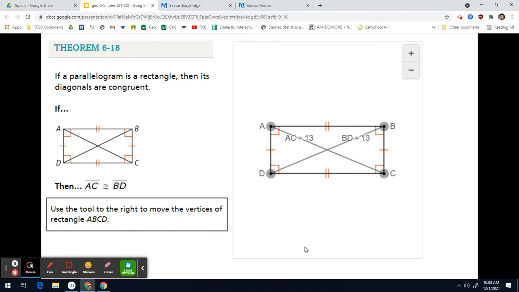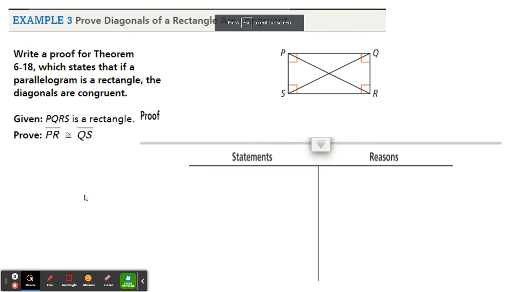Okay, so let's prove this theorem. We haven't done a proof in a while. All right, let's have some fun. We want to prove that if a parallelogram is a rectangle, then the diagonals are congruent. So here is our proof. Sorry for this word, proof. We are given that PQRS is a rectangle. We want to prove that PR is congruent to QS. And we cannot use this theorem because we're trying to prove it.